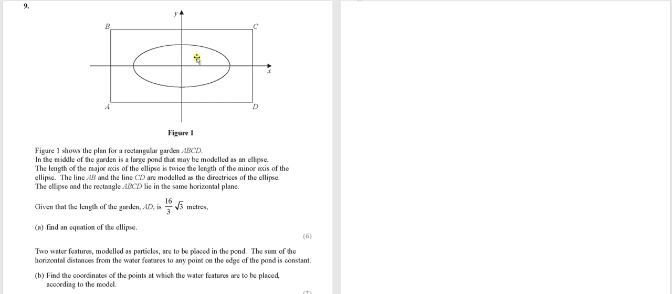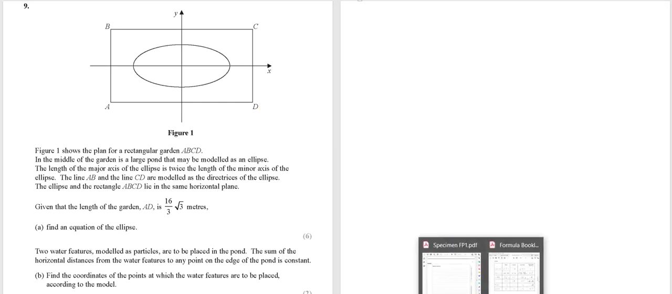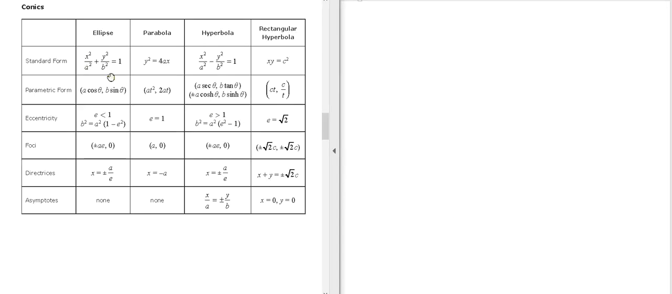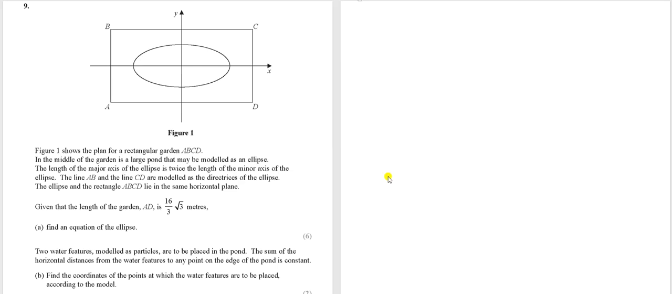So we know to start with the distance across from left to right for this one is twice the distance up and down. The line AB and the line CD are modeled as the directrices, so we also have this information, that the vertical lines here are not just arbitrary sides of the garden, but they are the directrices of the ellipse. We can link that back to the formula book and remind ourselves of the key results. The directrices of an ellipse are at x equals plus and minus a over e, so vertical lines at those points. And the foci, once we need those, will be in this list as well, along with other useful results and formulae.